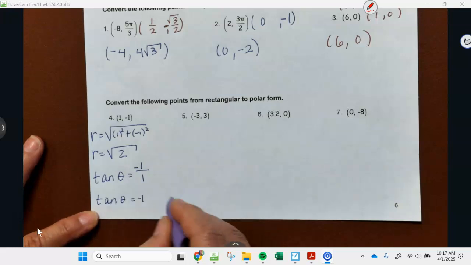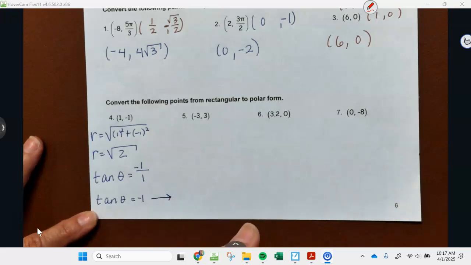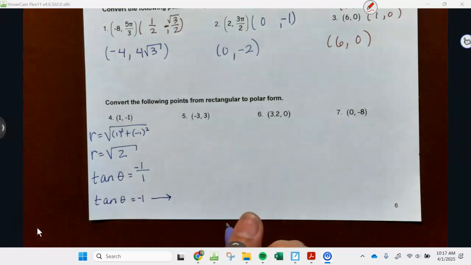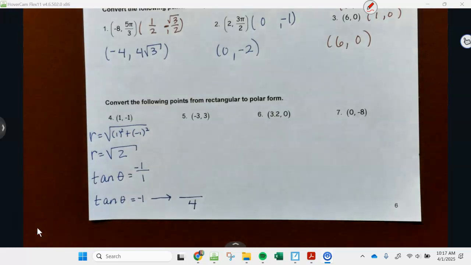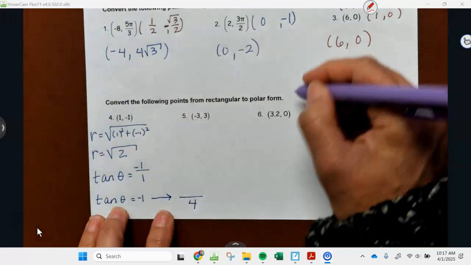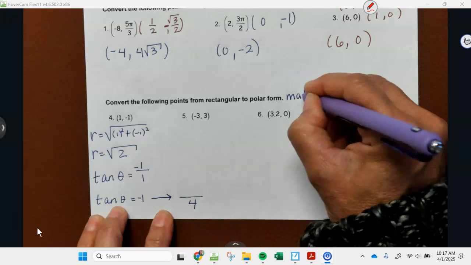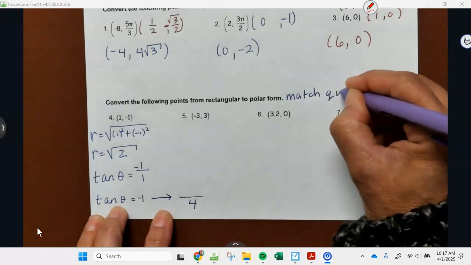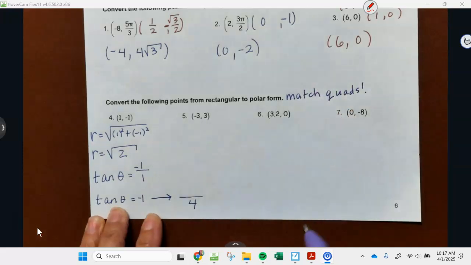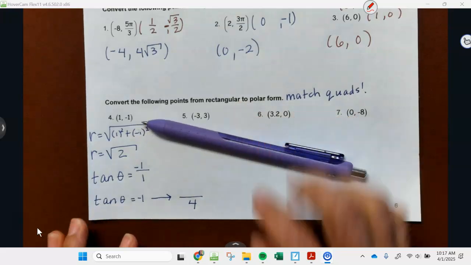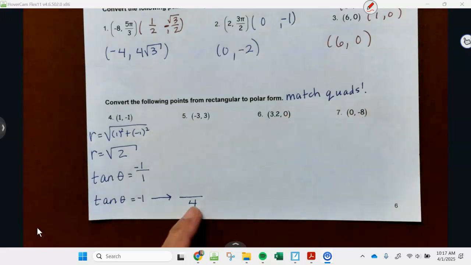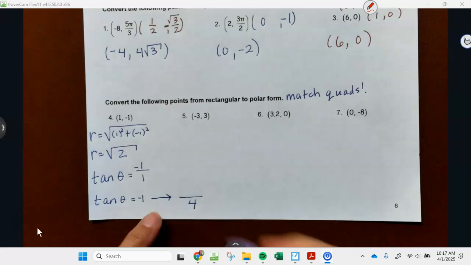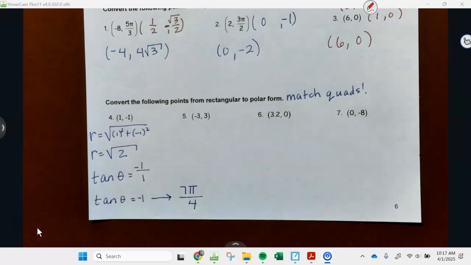Now remember, all of your +1 and -1s for tangent have a denominator of 4. But here's the deal. This is why you have to think. You have to match the quadrant. Y'all, +1, -1, that's in quadrant 4. So what does this numerator have to be? It has to be in quadrant 4. 7. Great job. Awesome. That's it.